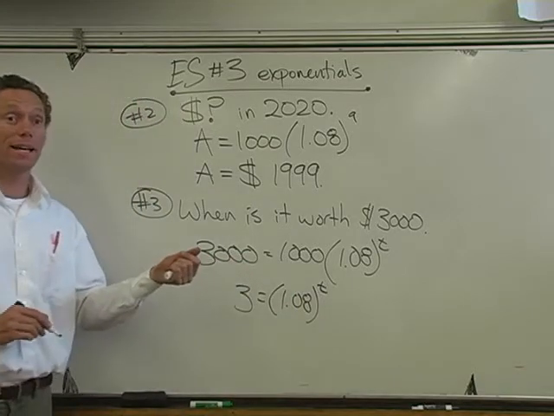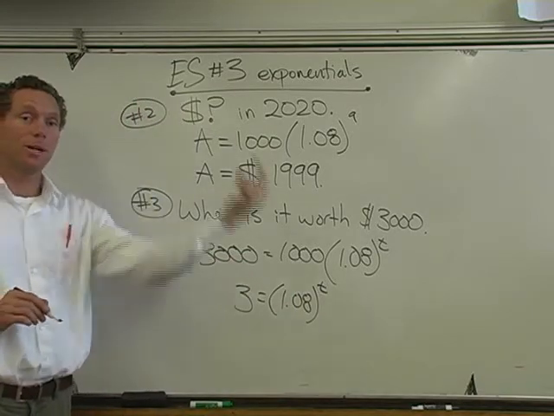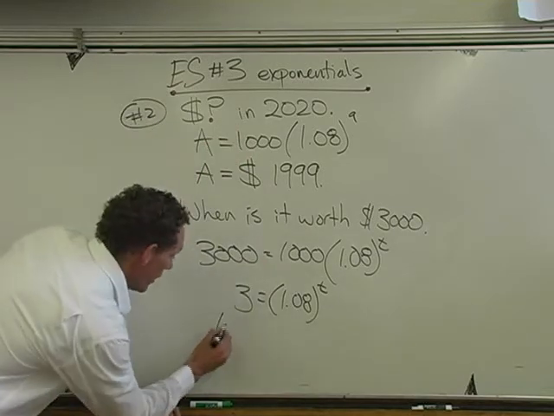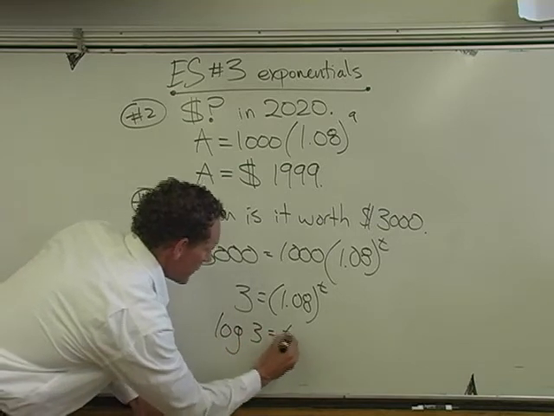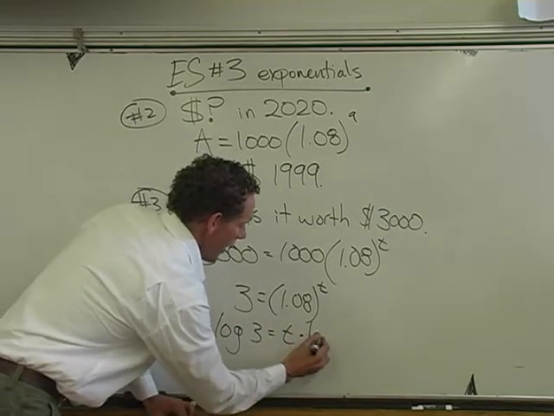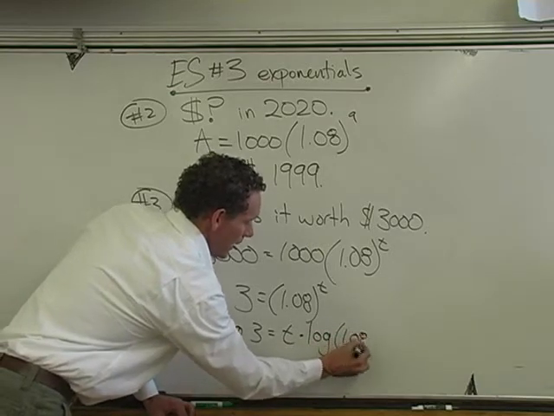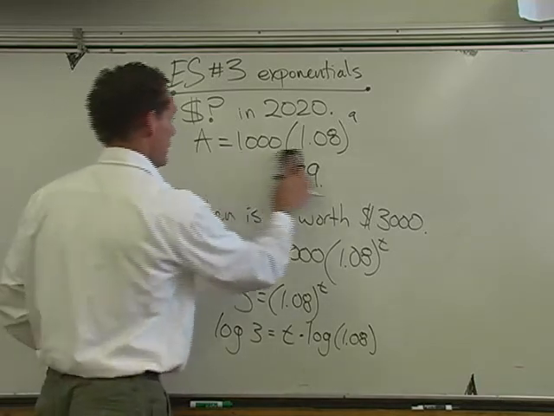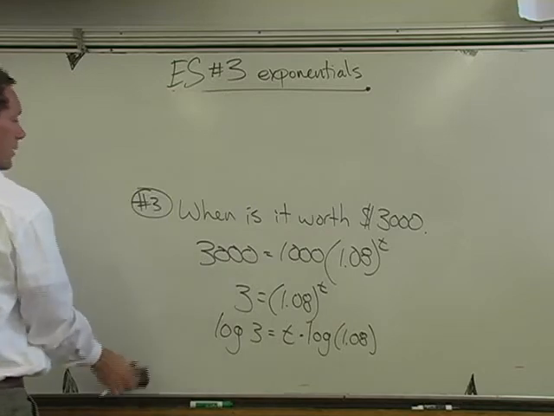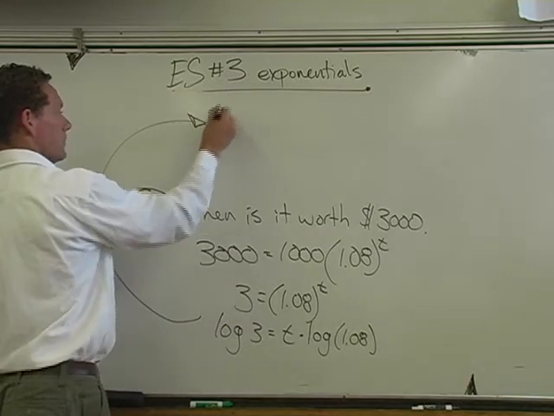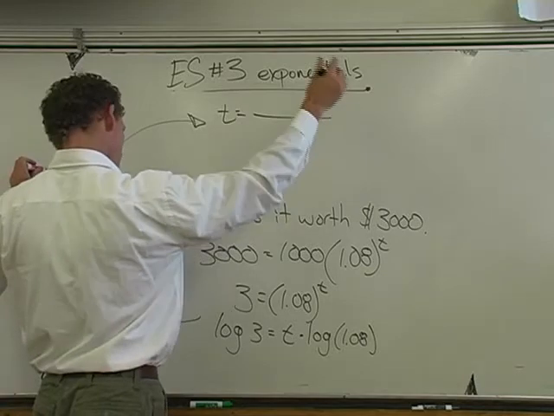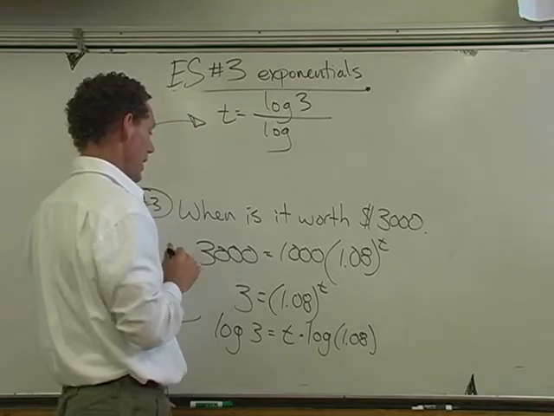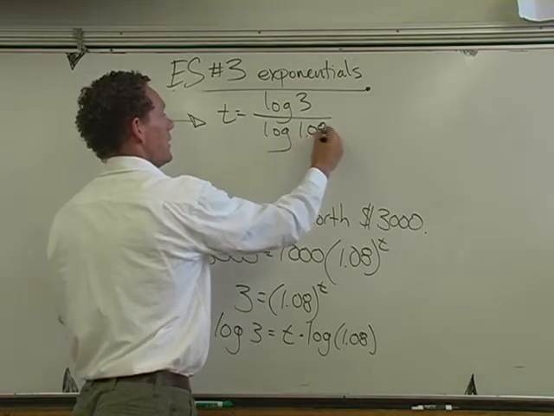And at that point, we're going to take the log of both sides so that, as Brianna said, we can move the exponent down as a coefficient. So here we go, 2 steps in 1. We're going to have log of 3 on the left, and we're going to have t times log of 1.08 on the right. At that point, you can divide both sides by log of 1.08 and end up with t is log of 3 divided by log of 1.08.